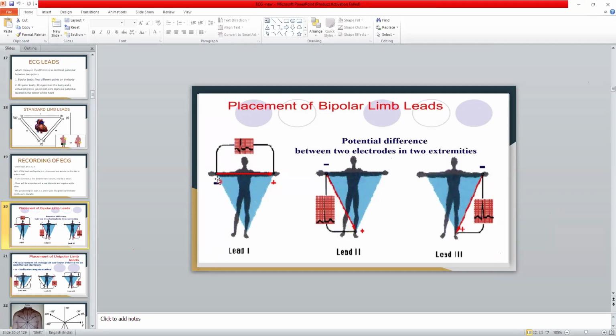In lead 1, it is right arm and left arm. This is like a graphical representation. And lead 2 is right arm to the left leg. And lead 3 is left arm to the left leg.